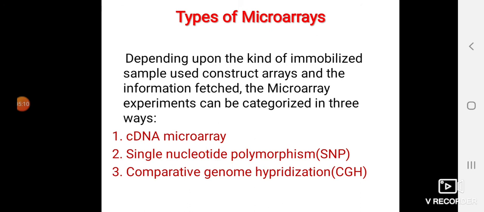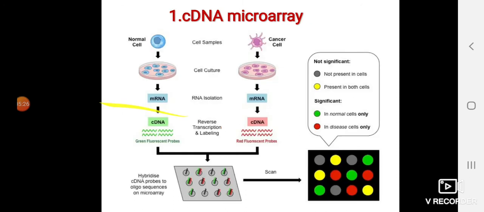So the types of array, depending upon the kind of immobilized samples, people can go for nucleic acid arrays or they can go for protein arrays also. In nucleic acid arrays, we can have cDNA array. Even people go for SNPs. They go for comparative genome hybridizations also.